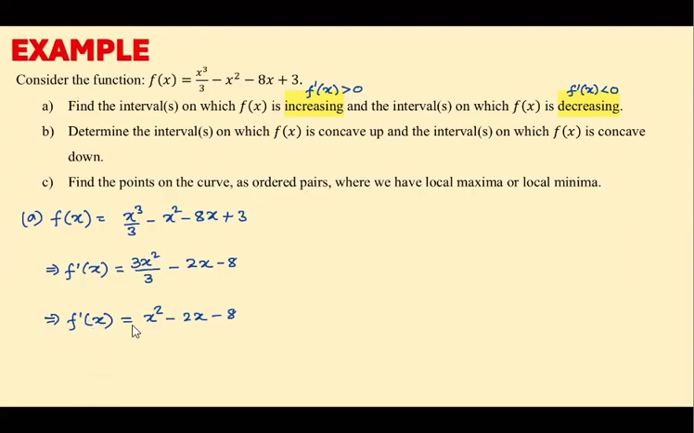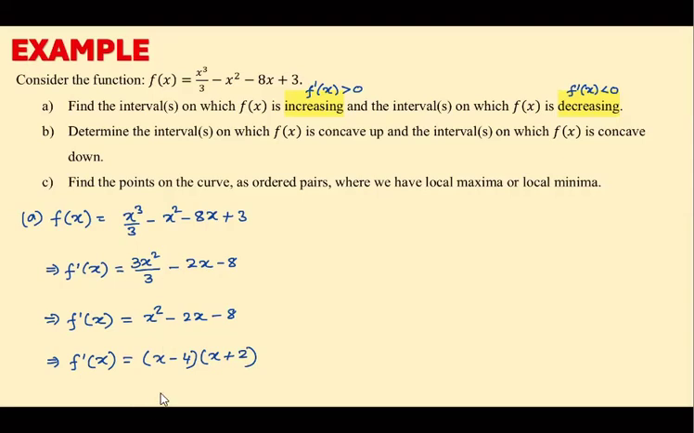Okay, now this is the derivative. We have to find where this function is positive and where it is negative. So what I'm going to do is factor this quickly. We have x squared minus 2x minus 8. If you factor that, the factors will be x minus 4 times x plus 2. We can factor it like that.